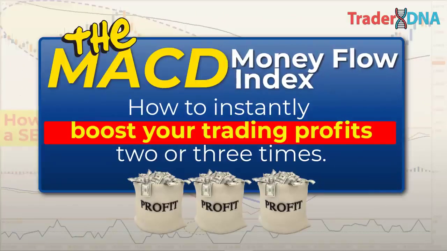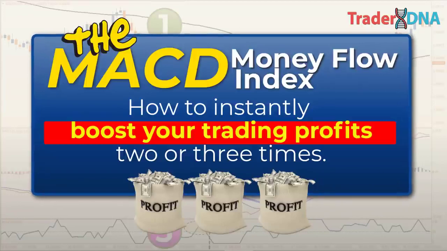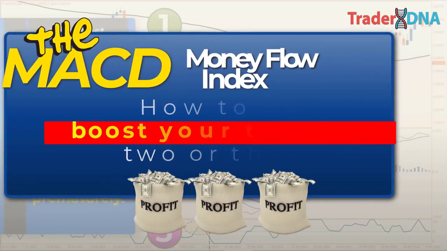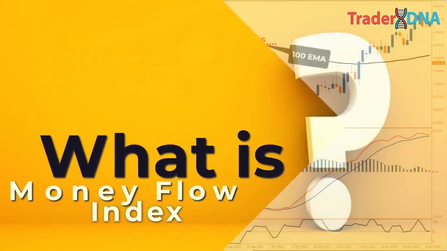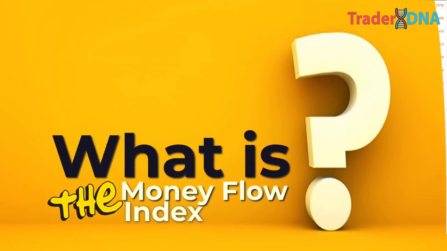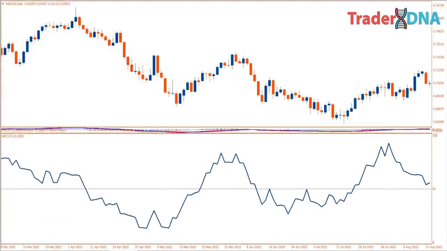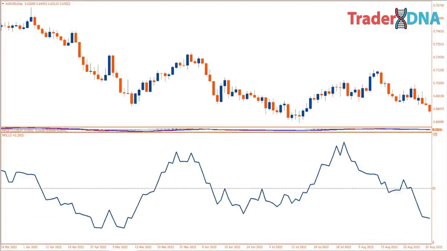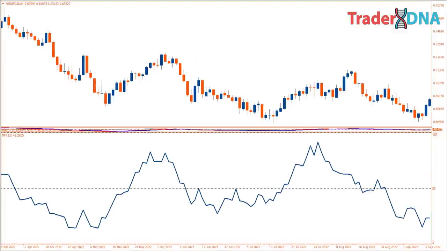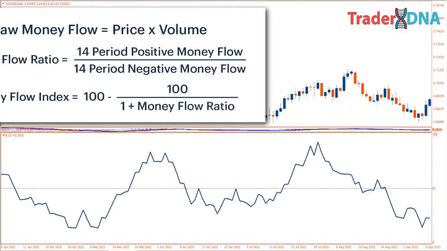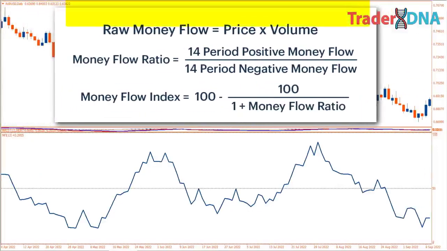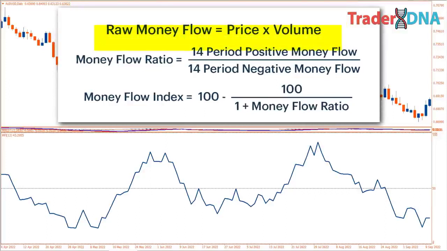As the name of this strategy suggests, the MACD Money Flow Index strategy, let's begin our discussion with the Money Flow Index or MFI indicator. So, what exactly is the Money Flow Index? The Money Flow Index, or MFI, is an oscillator that utilizes price and volume to gauge buying and selling pressure in financial instruments. This Money Flow Index indicator combines momentum and volume by employing the RSI formula. One can easily calculate the money flow for a trading day by knowing the typical price and trading volume.